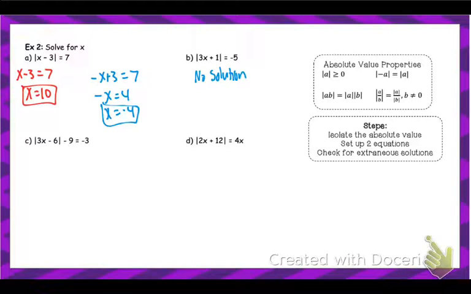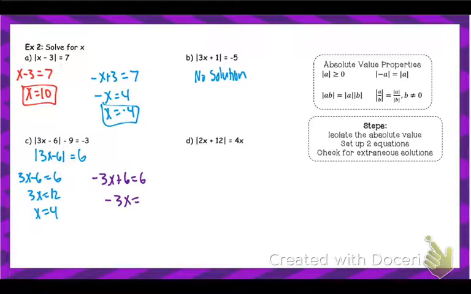All right, let's try another one. Before we make that decision about negatives, you have to get the absolute value by itself. So the first thing I have to do is add 9. And now, once that absolute value is isolated, now I can go ahead and set up two equations. So I get x equals 4 as one possible answer. And x equals 0 as a possible answer. I haven't boxed them yet because I want to plug them back in and make sure that they work. So in this case, both of these solutions do work.